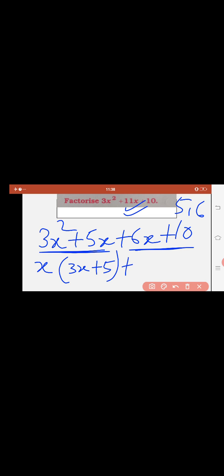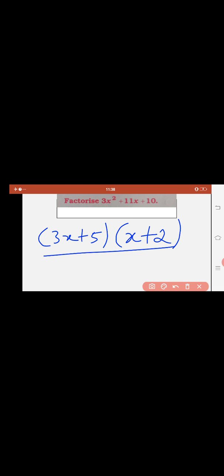And from the other pair, taking 2 as common, we are left with 3x plus 5. Now we have in one bracket 3x plus 5 and in the other x plus 2. We had 3x plus 5 common and we are left with x plus 2. So these are the factors. Is that clear? So this is how we are going to solve this trinomial.